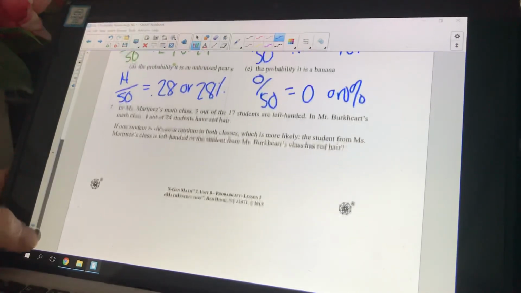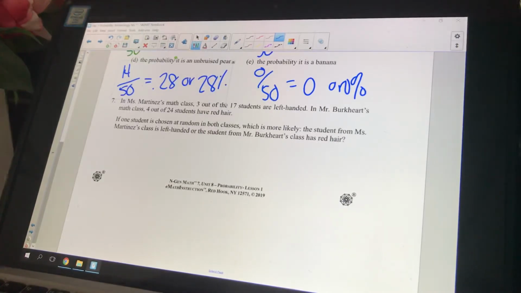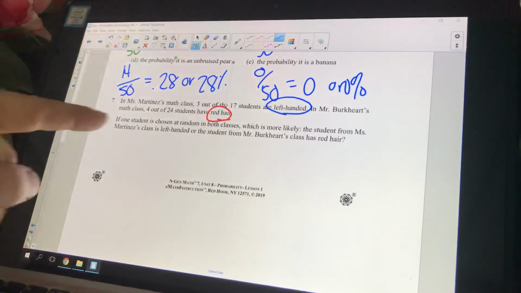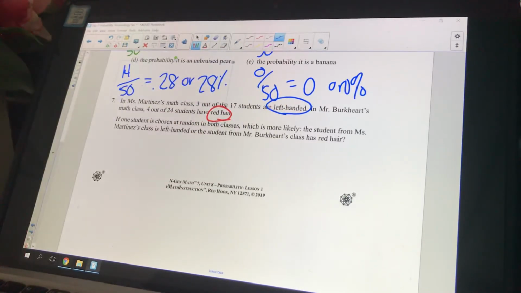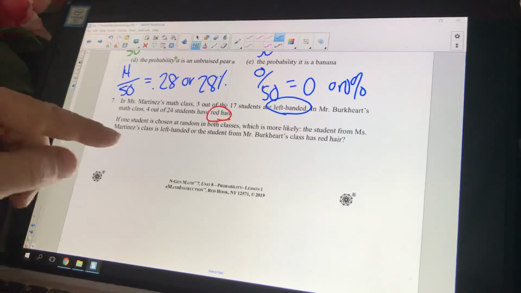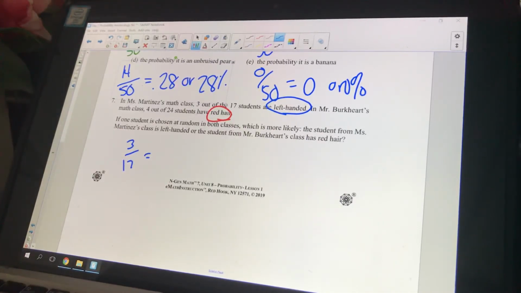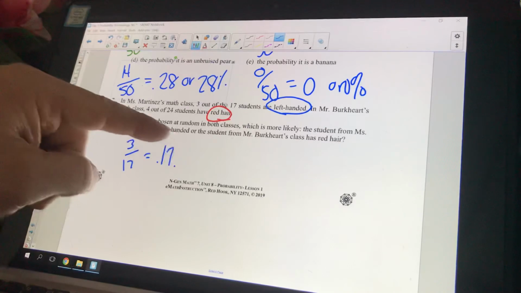She didn't pick any. Number 7, in Ms. Martinez's math class, 3 out of every 17 students are left-handed. In Mr. Burkhart's math class, 4 out of every 24 students have red hair. So we have red hair versus left-handed. If one student is chosen at random from both classes, which is more likely? A student from Mrs. Martinez's class that is left-handed, or a student from Mr. Burkhart's class that has red hair? Okay, so left-handed is 3 out of 17. 3 divided by 17 is roughly 17.6%.